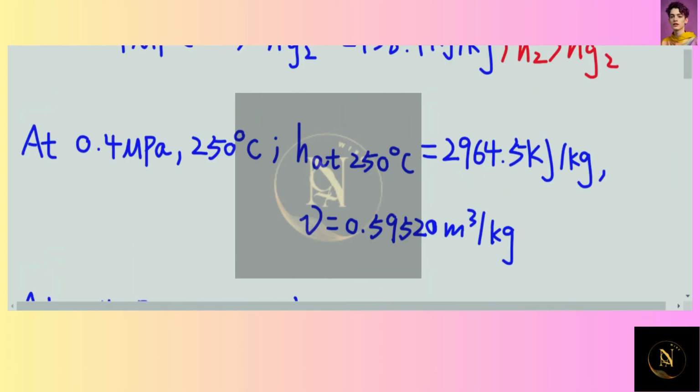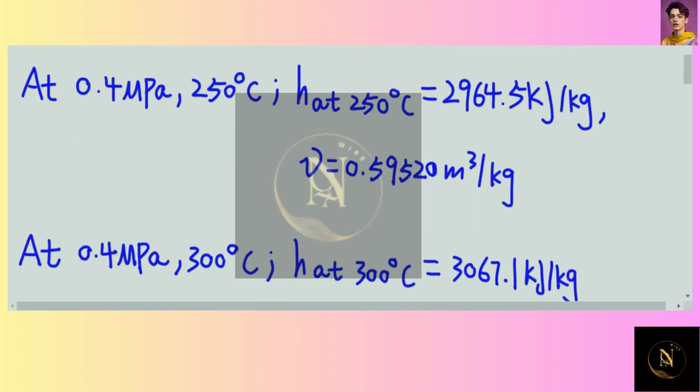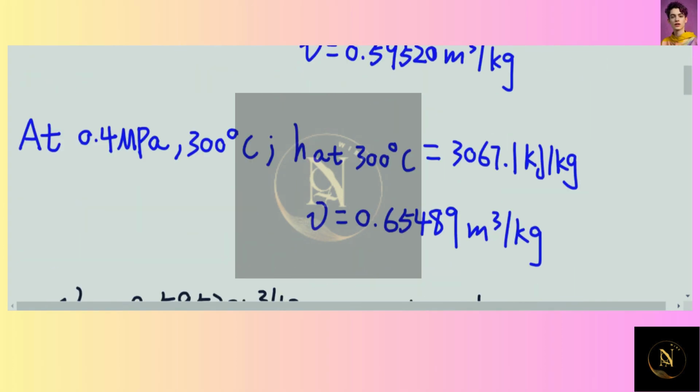So now let's take a look at the same pressure but with a different temperature here. At 250 degrees Celsius, the enthalpy is given as 2964.5 kilojoule per kilogram, and the specific volume is 0.59520 meter cube per kilogram. And then at 300 degrees Celsius, we have the enthalpy equal to 3067.1 kilojoule per kilogram, and the corresponding specific volume is 0.65489 meter cube per kilogram.